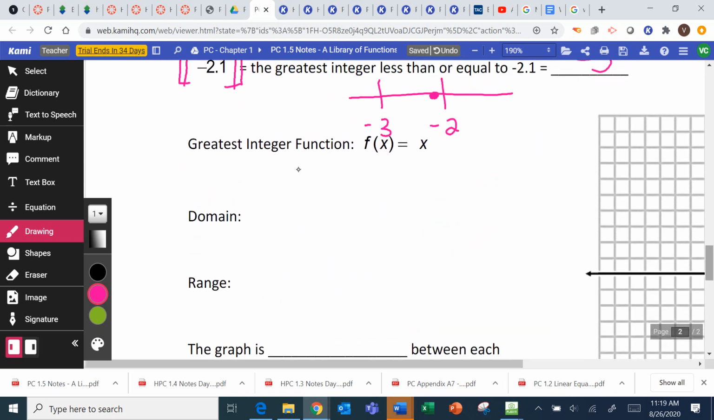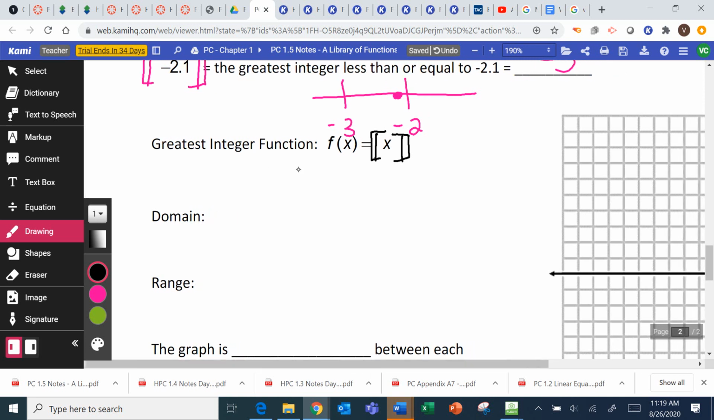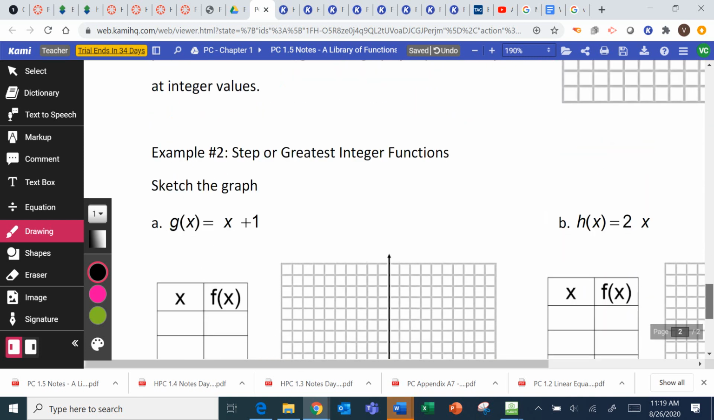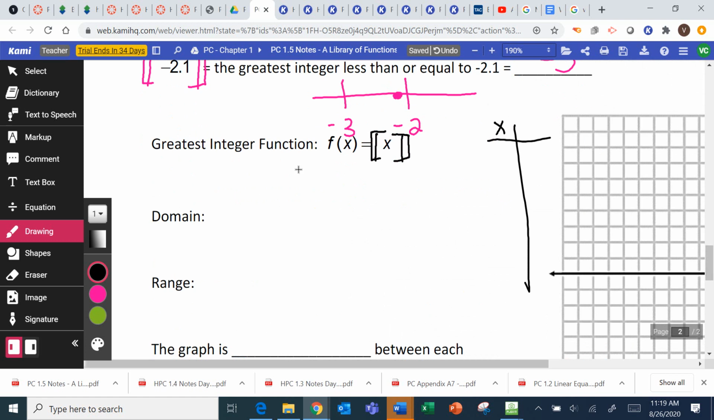All right, now how do we graph it? Again, it's not drawn. It should be here. So how do we graph it? I'll make a table after this. If I input 1, I should get out 1 because it's already an integer. But what if I input 1.1? I will get out 1. What if I input 1.5? 1. What if I input 1.9?